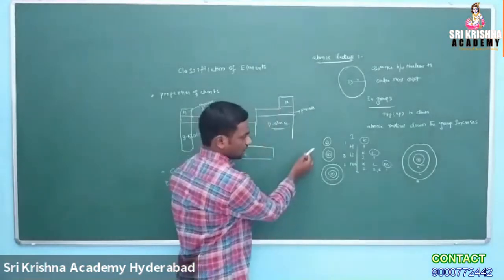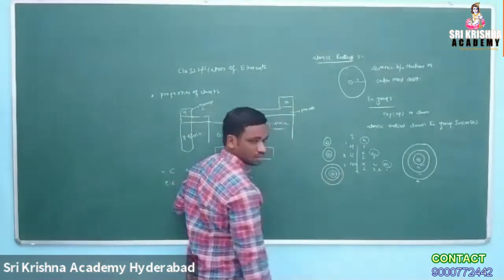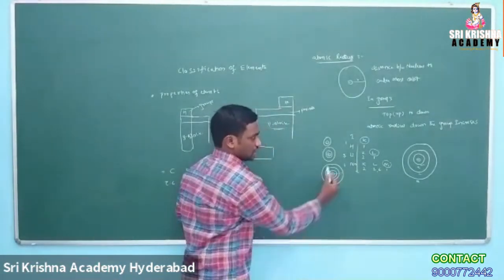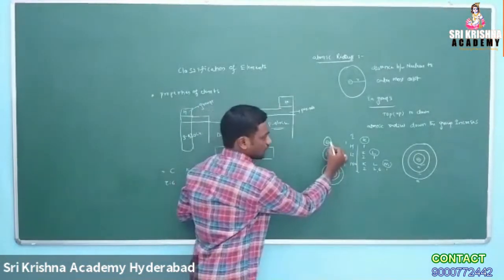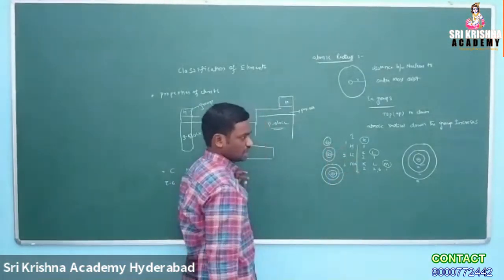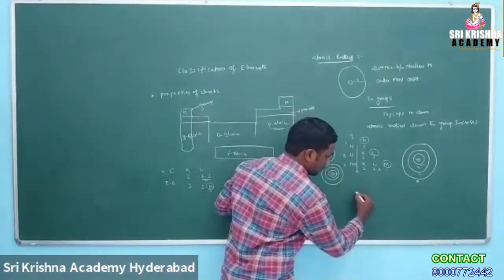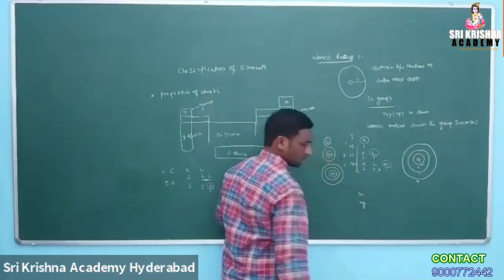So the number of shells is increasing. The number of shells increases, which means atomic radius increases. Radius means the nucleus to outermost orbit distance is increasing. So the radius is also increasing. Down the group, the radius increases. Take any group. Suppose the beryllium group is there. This is the second group. Beryllium, and then magnesium is there.